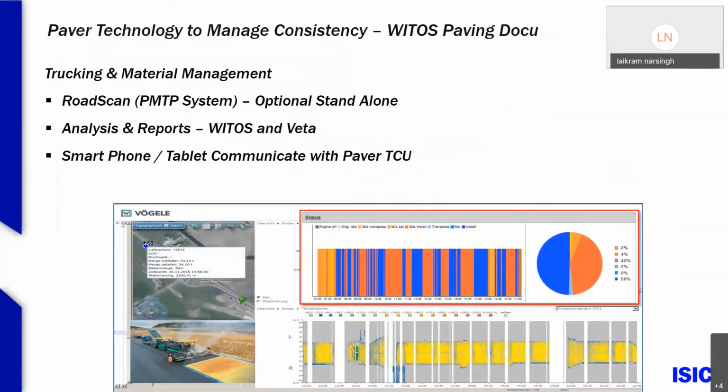Our WITAS Paving DACU is a material management system. You can have the road scan, which is an optional camera, tied also to the WITAS Paving DACU system. It's got its own analysis and report. And if it's thermal camera related, we use VEDA. The rest of it is done with Wirtgen WITAS Paving. It uses a smartphone or a tablet to communicate directly with the paver. So how does all of that work?